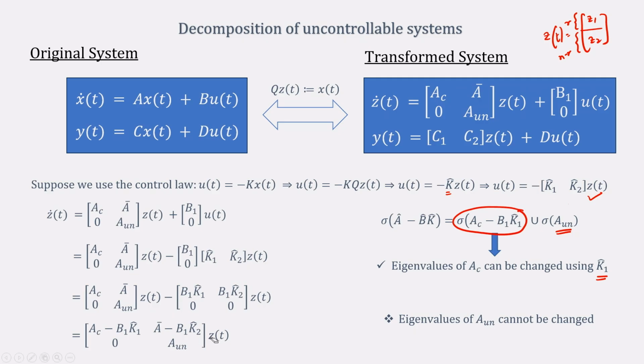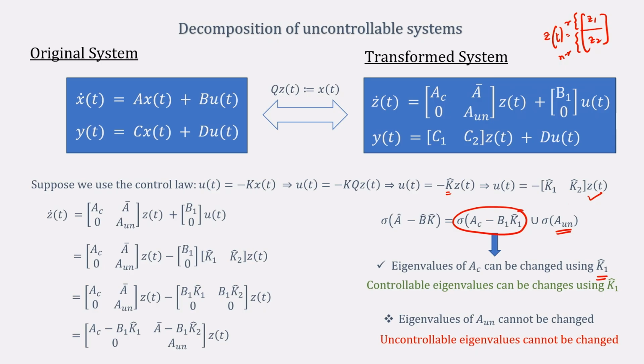and that is the reason. What was A_UN? A_UN were your uncontrollable eigenvalues. So, the uncontrollable eigenvalues of a system cannot be changed with the state feedback control law, whereas the controllable eigenvalues of a system can be changed with the state feedback control law.